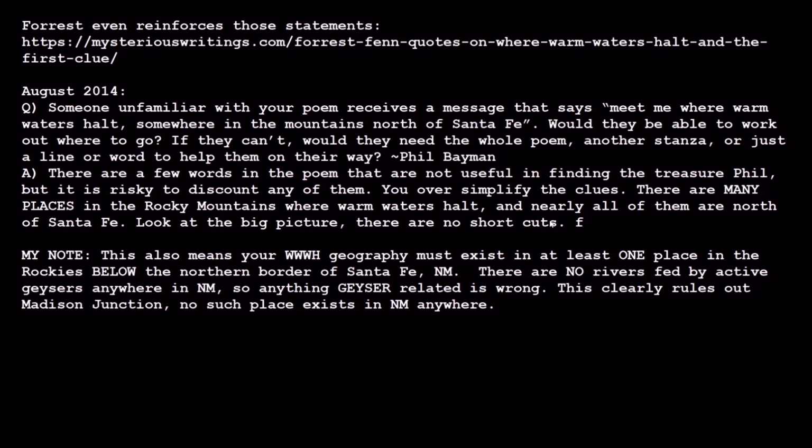Like I said, the clues are all vague. But by looking at this hint, you can see clearly that your geography is going to have to match when you actually get to your final solve. This, of course, has nothing to do with solving the poem. What I'm trying to emphasize here is that Forrest Fenn is stating that just knowing the words where warm waters halt and that it's somewhere north of Santa Fe is not enough to work out the precise location. You cannot figure out where warm waters halt with just those words, and you need the whole poem, basically. He's telling you not to rule anything out right there in plain English.